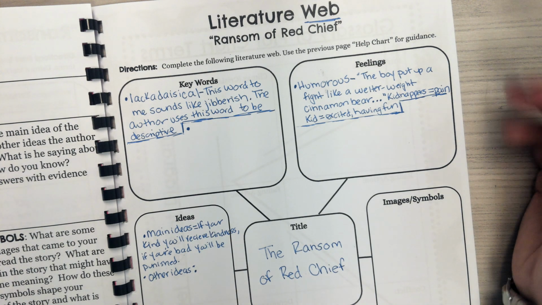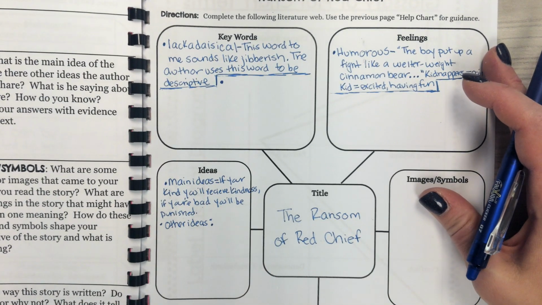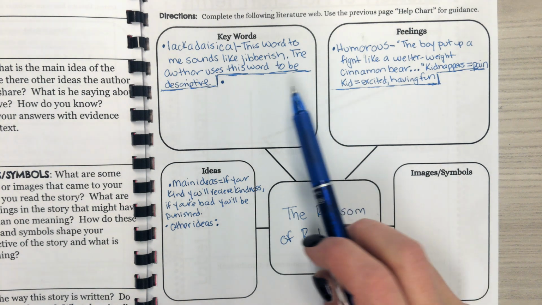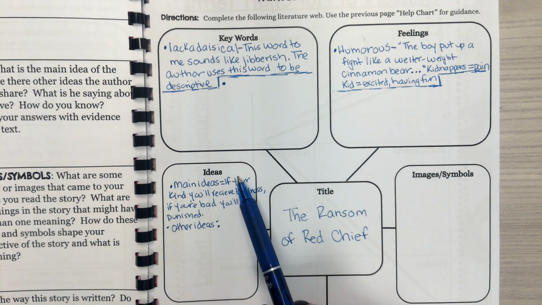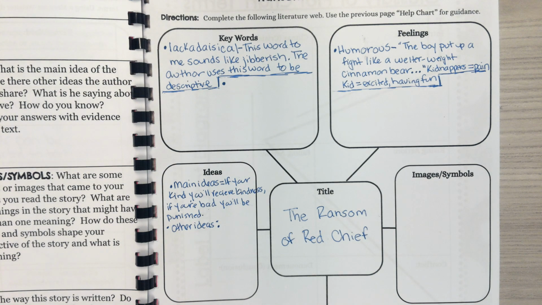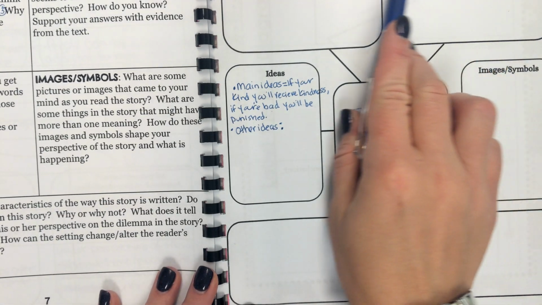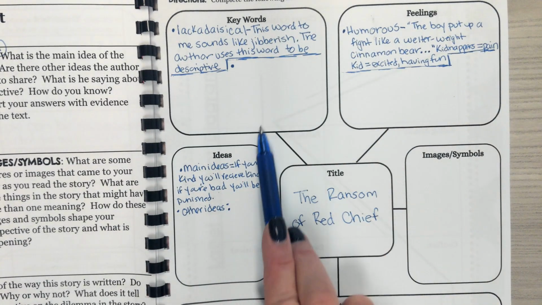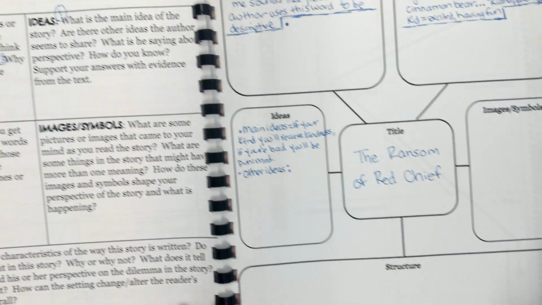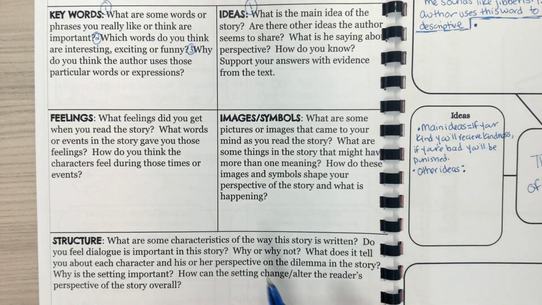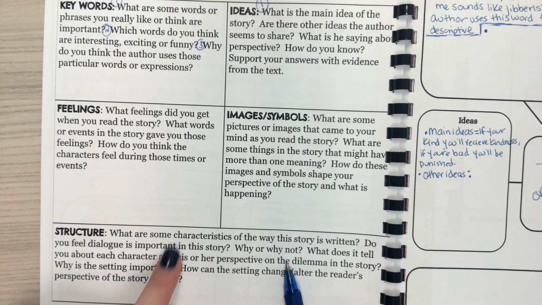Awesome. We're doing really well. So far, we've already given at least one example of keywords, ideas, and feelings. Wow. Maybe we should just do one more because we're on a roll. It looks like we're going counterclockwise. So let's do structure. Ooh, look at this. There's a lot going on in structure.